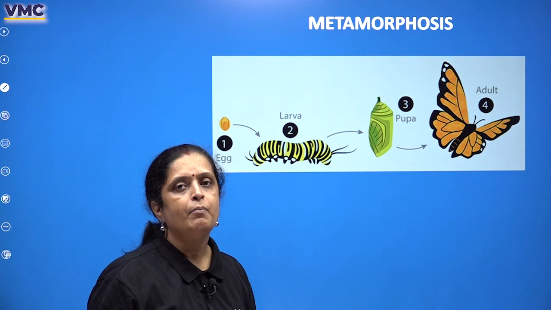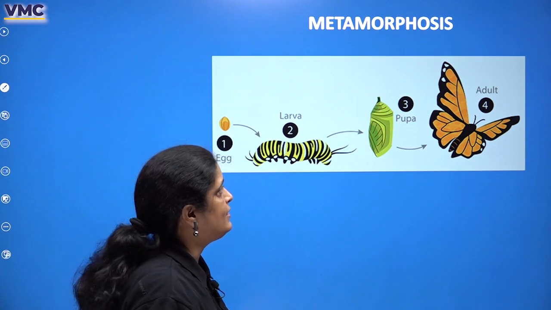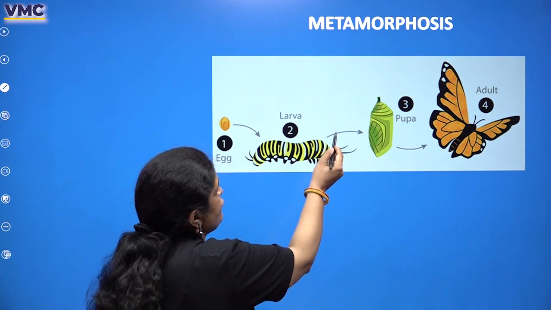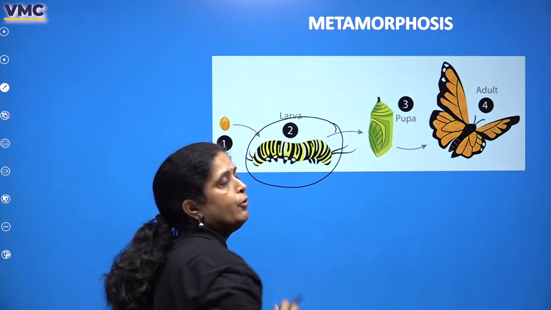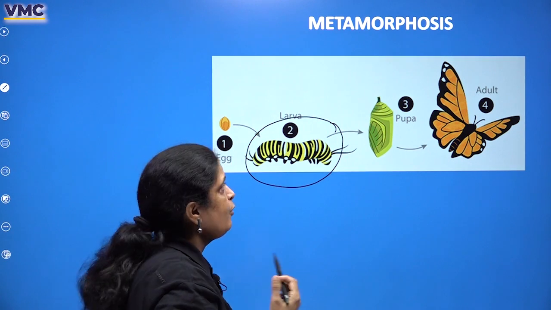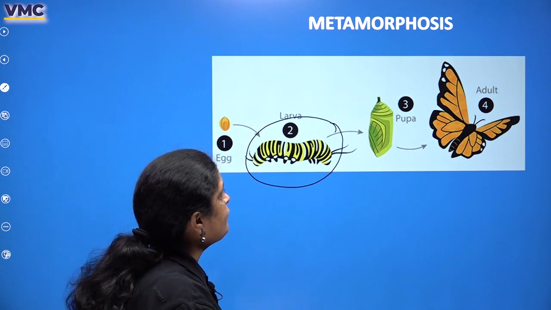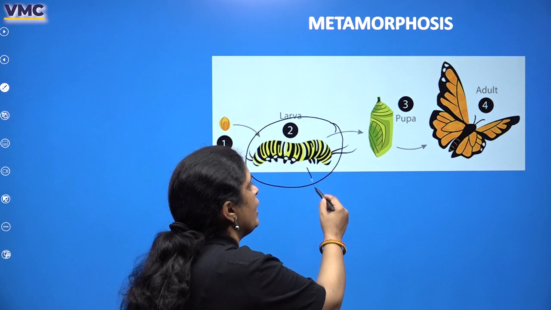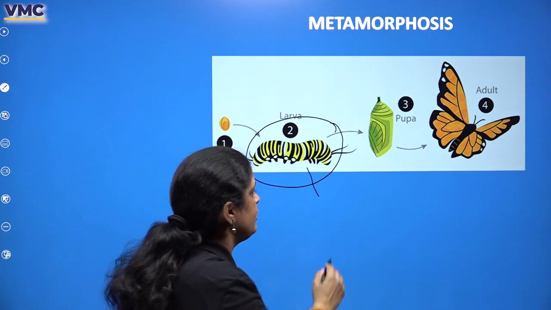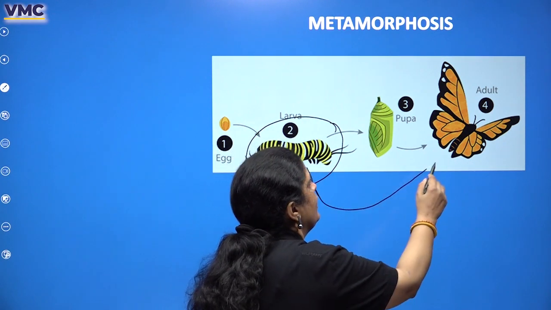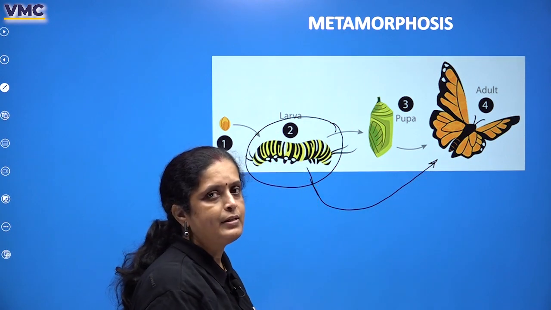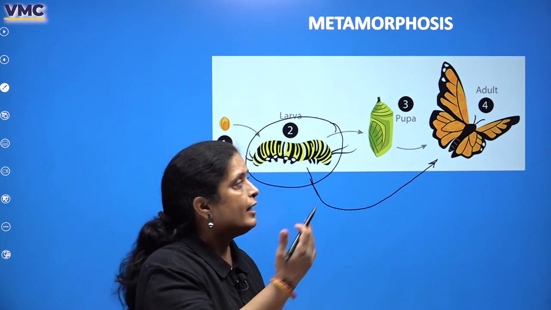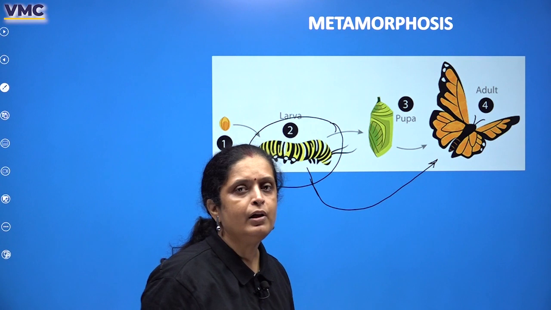What is metamorphosis? Metamorphosis is when the offspring, when the baby, does not look anything like the grown adult, right? But with the help of a lot of changes in the body, the young one, which does not look like the adult, changes into a very different looking adult. So metamorphosis is a process where the young one, which does not look like the adult at all, develops into the beautiful adult.